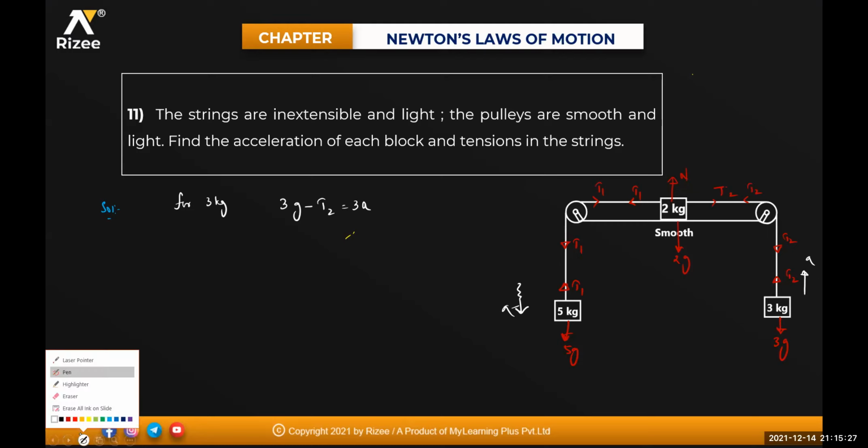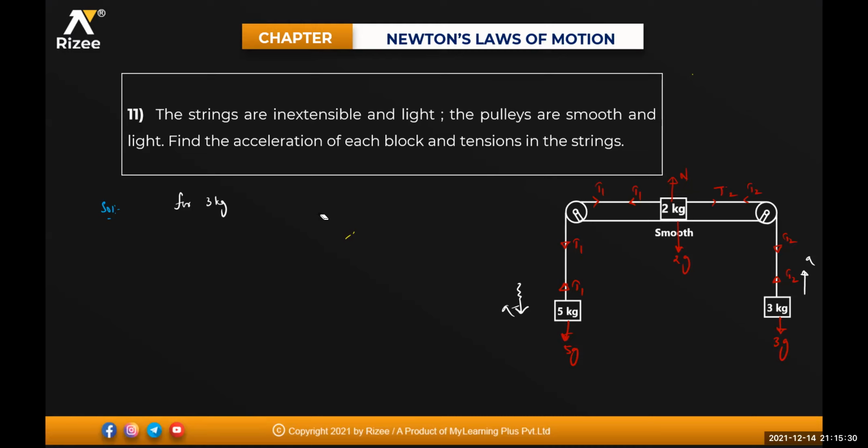That means I'll write first for the 5 kg block. For your 5 kg block, the body is moving in the downward direction, so 5g minus T1 is equal to 5 into the common acceleration, equation number 1. For your 3 kg block, the block is moving in the upward direction, so it is T2 minus 3g equal to 3 into a, equation number 2.